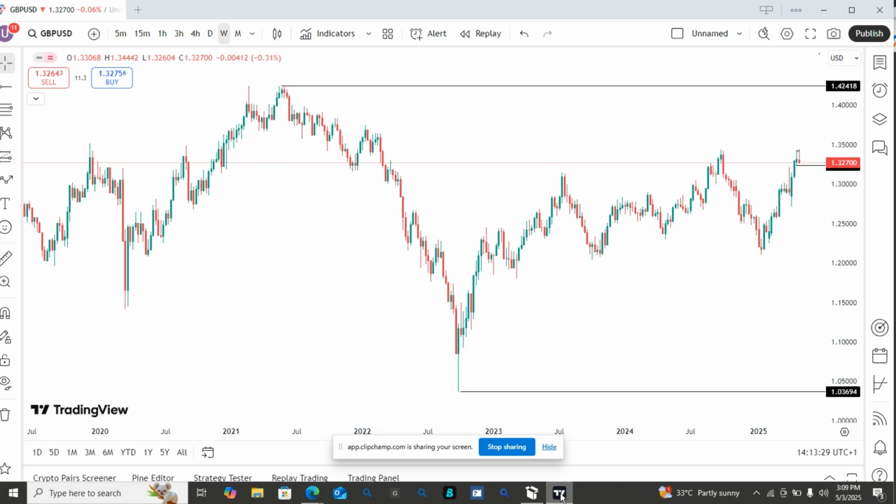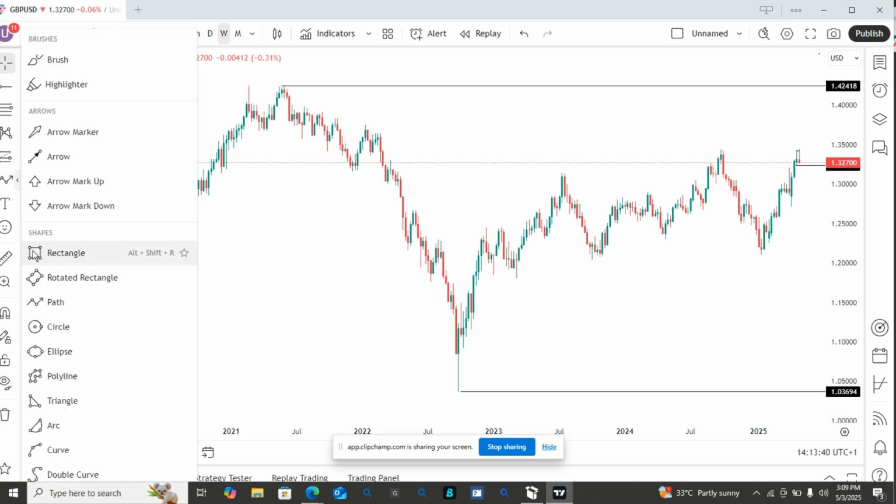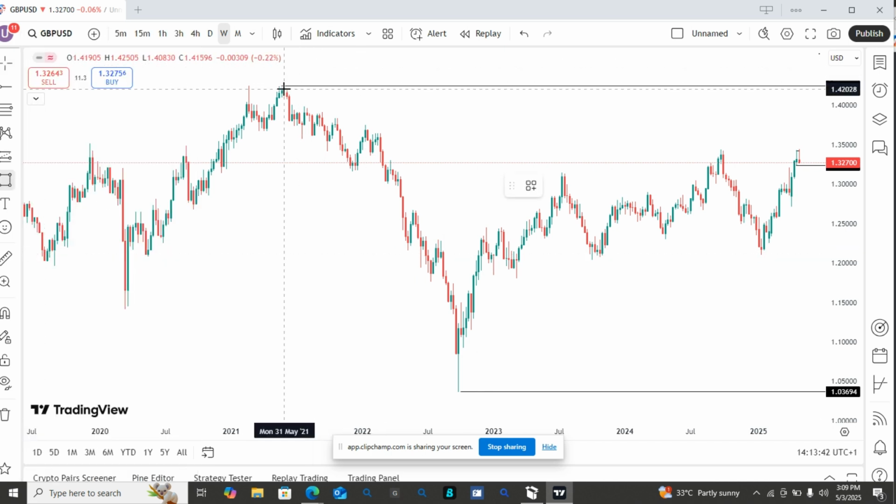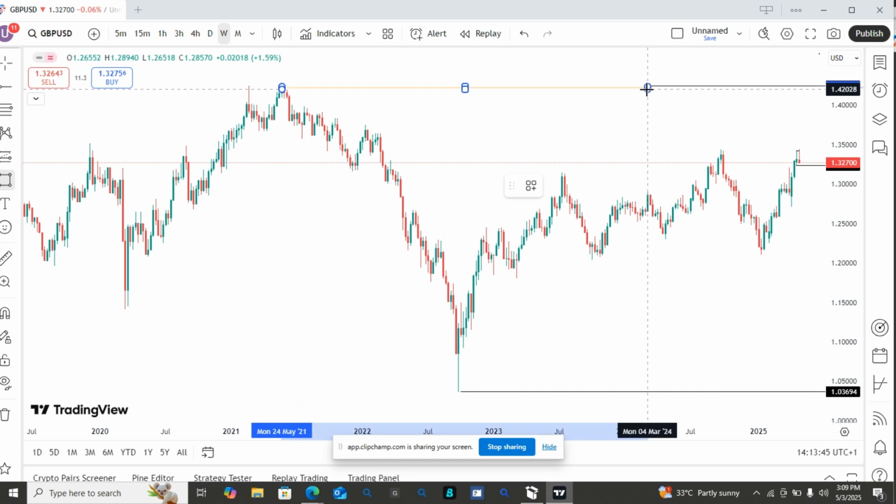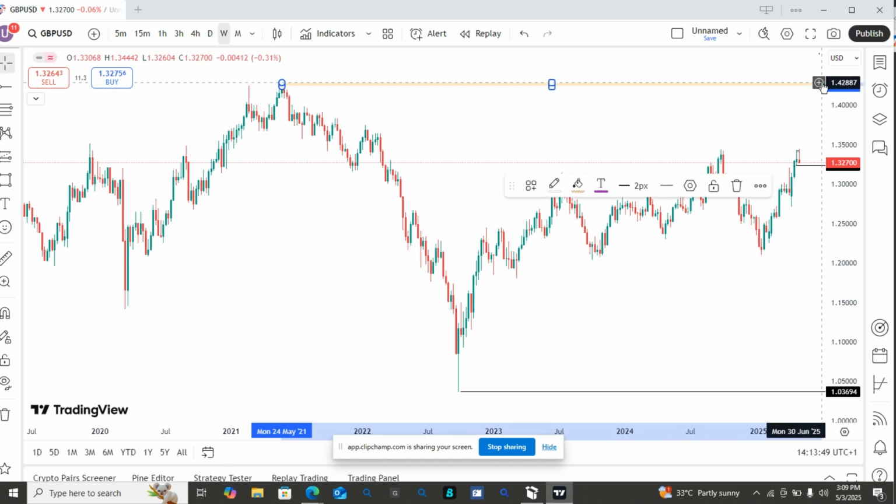So we are starting on GBP USD. This time around, we are starting on a weekly time frame. So let's dive in. You can see these two zones that I highlighted already on my screen here. This zone was our last high on what we are seeing currently. This zone was our last high.